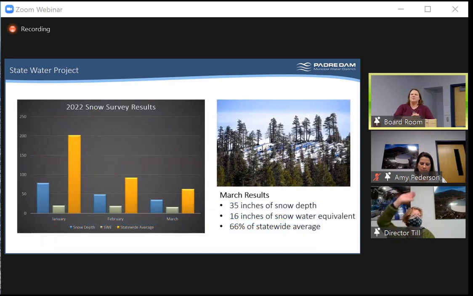This just shows you the snow survey results. For 2022, you see it starts off in January and slides its way down to March. January reflects the really record snowpack that we had from the end of December storms and early January storms. At the end of March, we are looking at 66% of statewide average for snowpack.